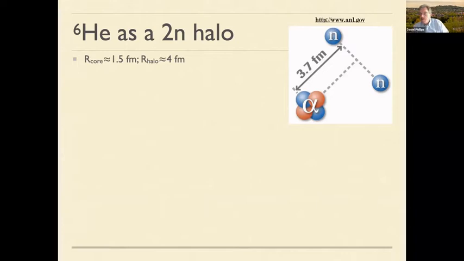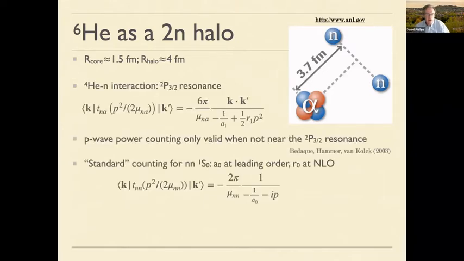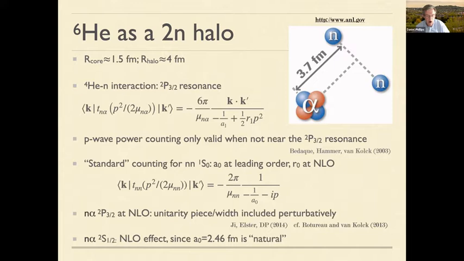So helium-6 as a 2 neutron halo looks like this. There is a separation of scales. The leading order description of helium-6 is done in a Faddeev formalism, in which the N alpha amplitude is, as I discussed on the previous slide, as written there, and the S-wave amplitude is just the leading order term in the effective range expansion.